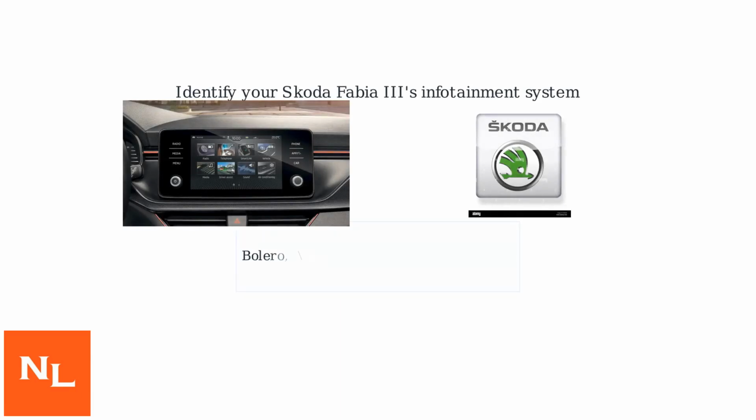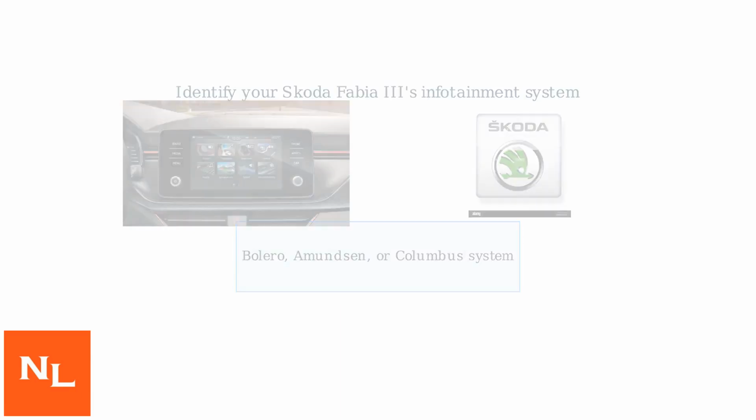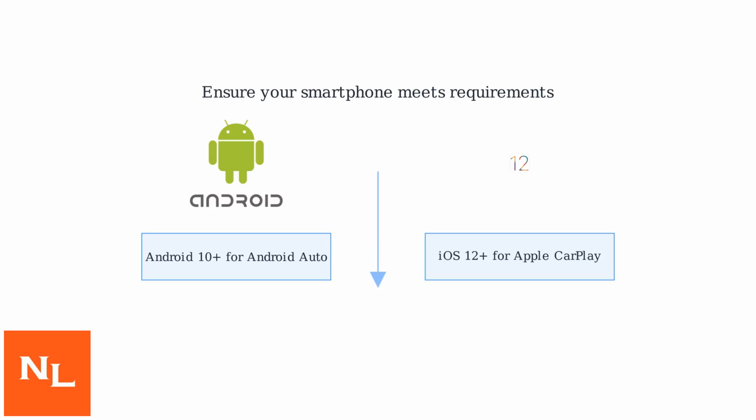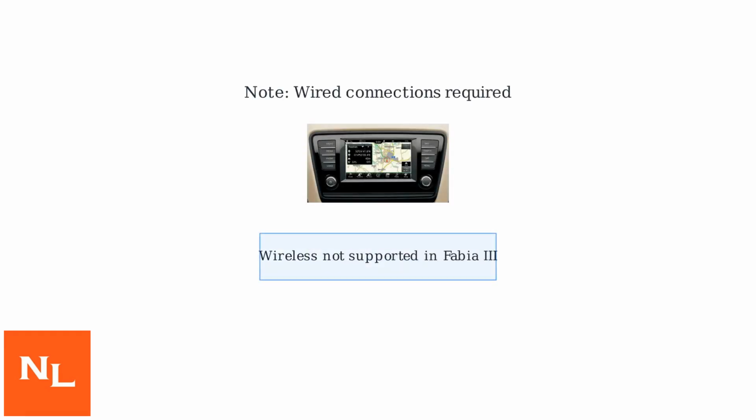First, identify your Skoda Fabia III's infotainment system. Check your owner's manual or the Skoda app to confirm if you have a Bolero, Amundsen, or Columbus system. Also, ensure your smartphone meets the minimum OS requirements: Android 10 or higher for Android Auto, or iOS 12 or higher for Apple CarPlay. Using incompatible phones or systems will prevent pairing. Note: wired connections are required, as wireless Android Auto or Apple CarPlay is not supported in the Fabia III.